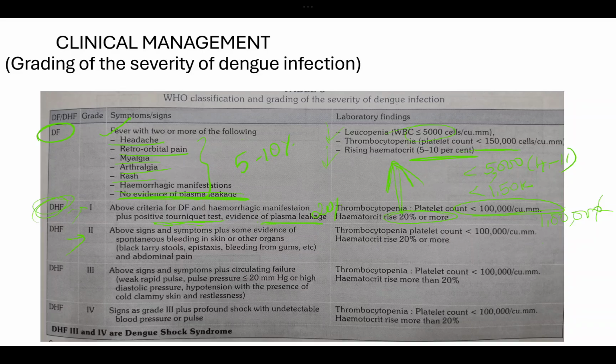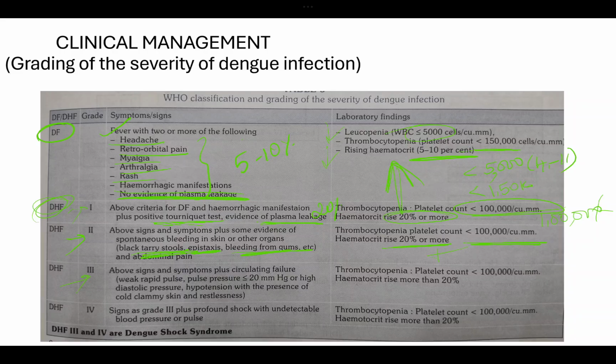Then we'll see dengue hemorrhagic fever in the second stage. There will be the above signs and symptoms plus evidence of spontaneous bleeding in the skin and other organs. The patient will have epistaxis, bleeding from gums, black tarry stools, melena, and also abdominal pain. Platelet count will become less than 1 lakh. Hematocrit rises 20% plus more.